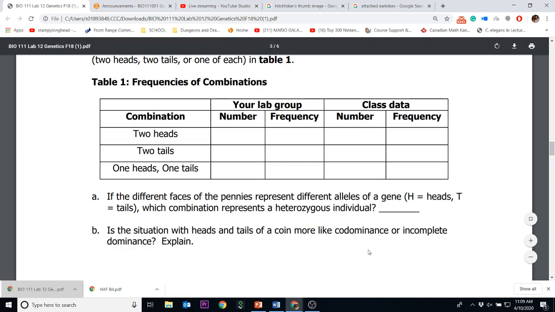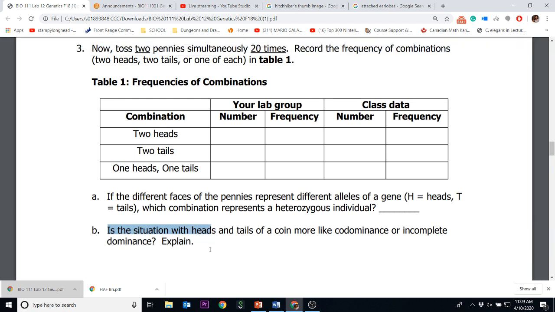That also helps you answer B here. If you answer codominance or incomplete dominance, that's fine if you can explain your way out. But for me, it looks like codominance because both of those are big letters, big H or big T, right?